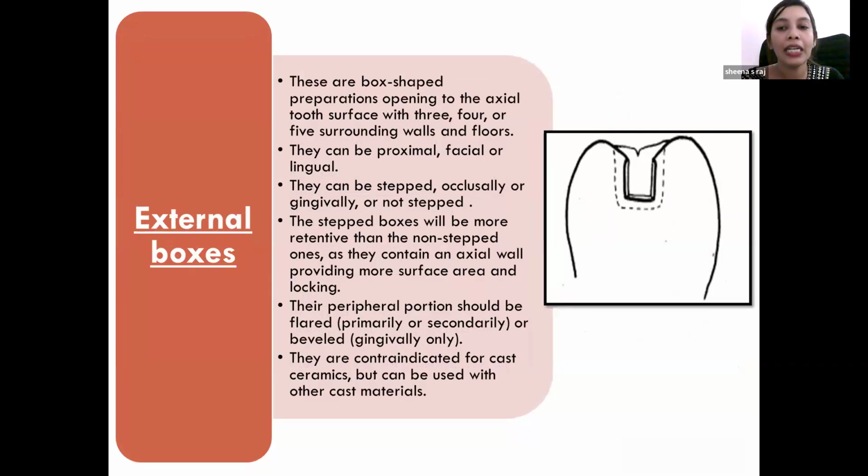Next is the external box. As you can see in this image, this is the external box. Preparation is done on the axial surface with 5 walls surrounding them. They can be on the proximal side or involve the lingual side or the facial side. They are always stepped. They can be stepped occlusally or gingivally. So that is three or four important points that you have to keep in mind. It is a box shape placed on the external wall, especially on the axial tooth structure, involving 3 or 4 or 5 surrounding walls.